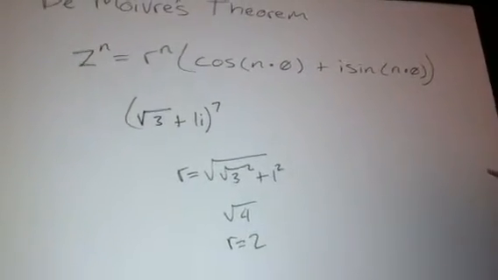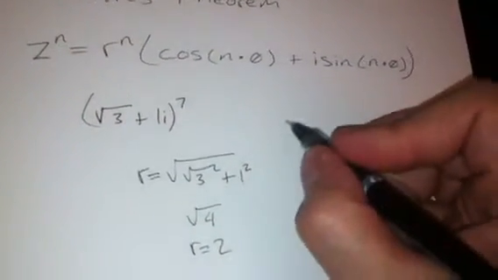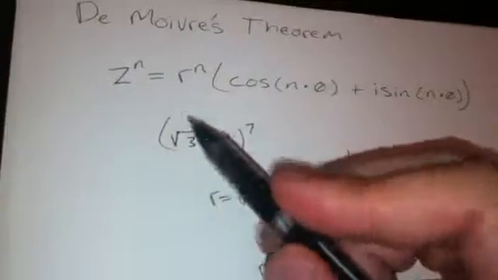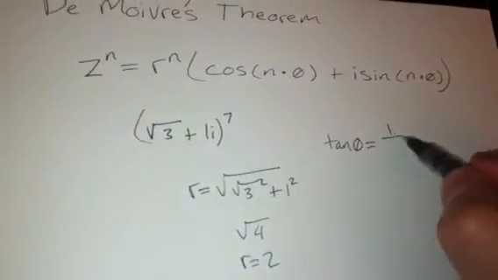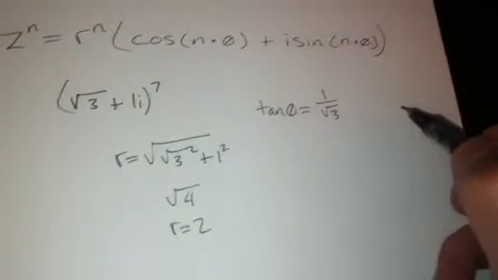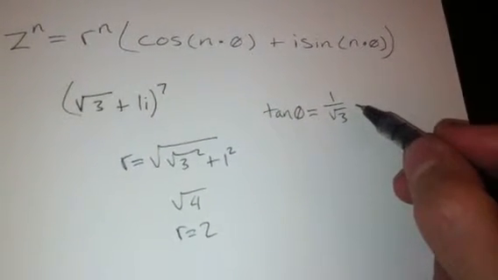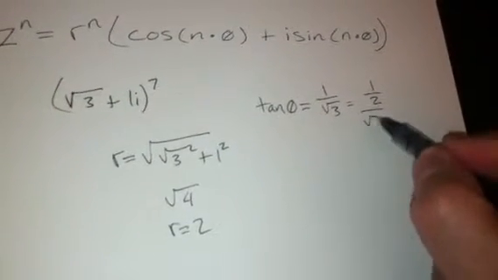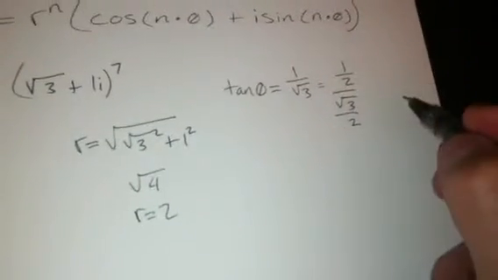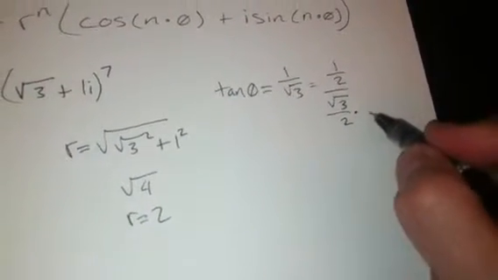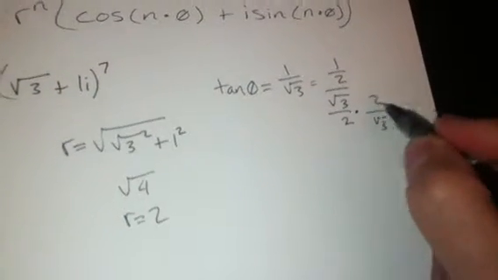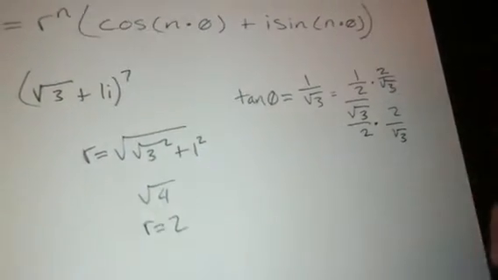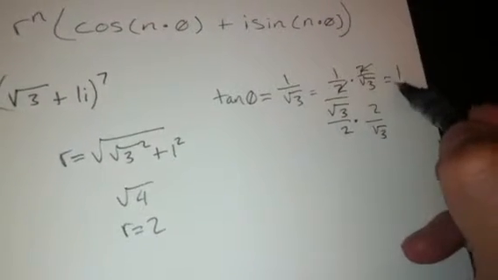Okay, so now we need to find our theta, so we're going to go back to that formula that we had before, which is tan theta equals y over x. In this case, y over x is 1 over root 3. We can think of this on our unit circle as being, in an unsimplified form, 1/2 over root 3 over 2. I'll show you why right now, because if we multiply root 3 over 2 times 2 over root 3, these cancel and we simplify it to 1.